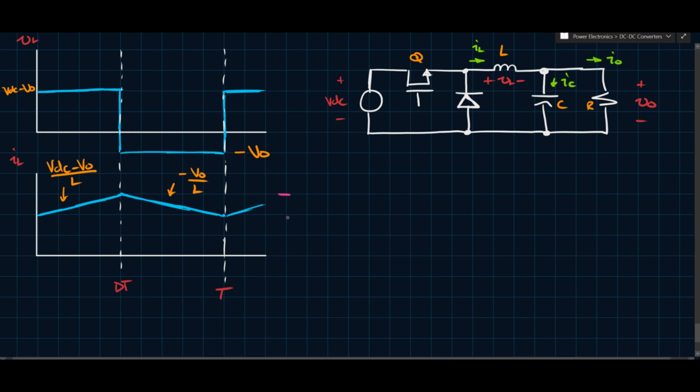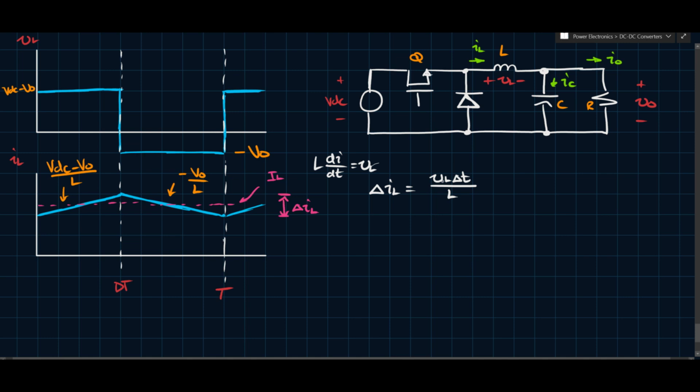And then we also have this ripple we can call delta IL. Obviously there is a non-zero average here as well, so roughly this is what you can say the average would be. This we can call capital IL, its DC value. And we can first establish that delta IL is going to equal VL delta T over L. I got this from the fact that L di/dt is equal to VL in an inductor.